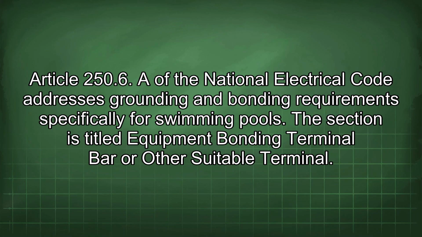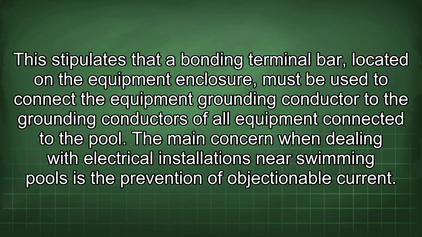Article 250.6 of the National Electrical Code addresses grounding and bonding requirements specifically for swimming pools. The section is titled Equipment Bonding Terminal Bar or Other Suitable Terminal. This stipulates that a bonding terminal bar, located in the equipment enclosure, must be used to connect the equipment grounding conductor to the grounding conductors of all equipment connected to the pool.